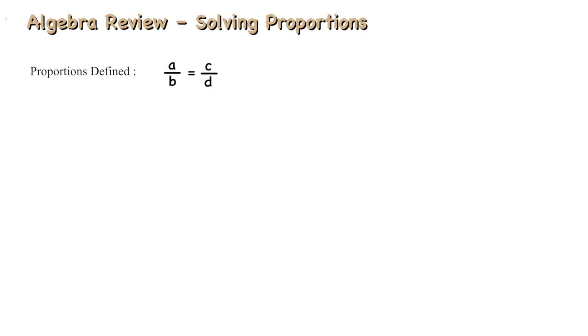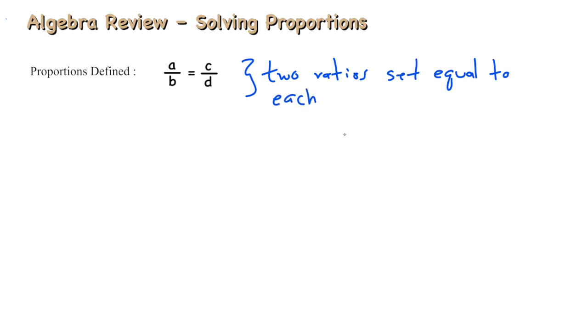Okay, so this algebra review is about solving proportions, and proportions are defined as two ratios set equal to each other. Well, a ratio is a fraction, so when you have two fractions set equal to each other, it becomes an equation you can solve. And we have something called the cross product that allows us to test if a proportion is true.